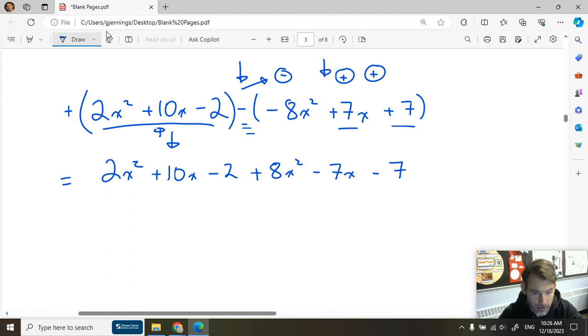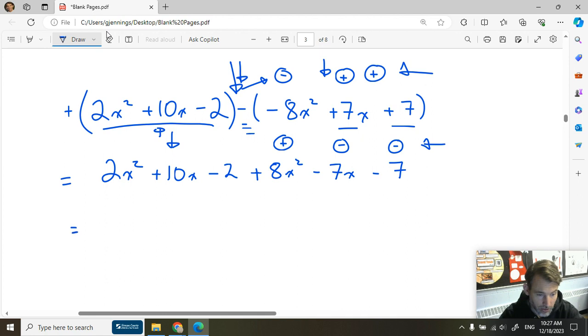Okay, so basically what's happened is every sign inside the bracket flipped. See, they were there. Now all the signs have flipped. They've all changed. And that's all due to this minus. It subtracts everything inside the bracket.